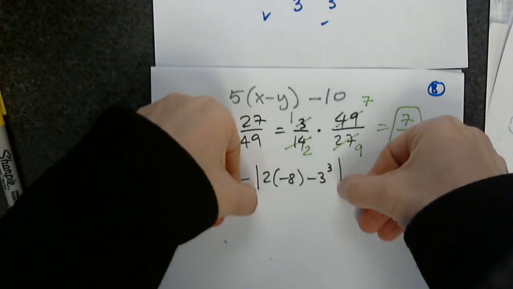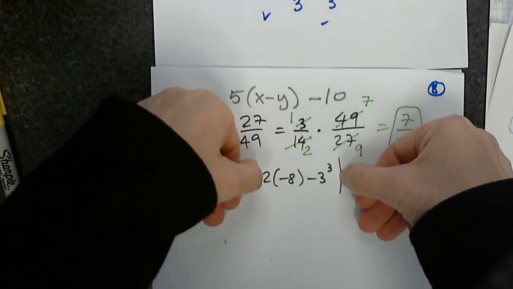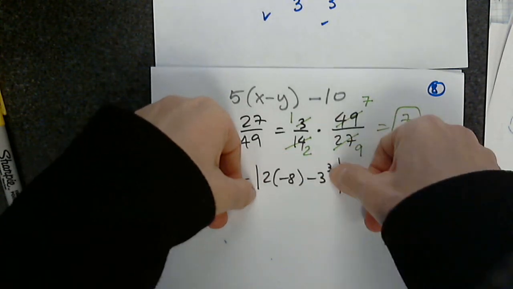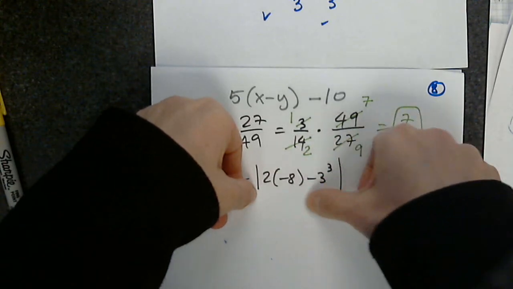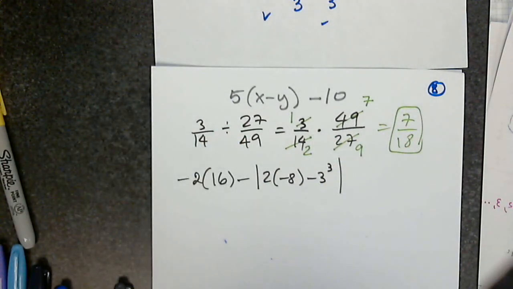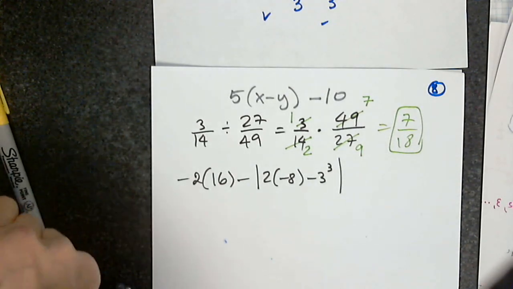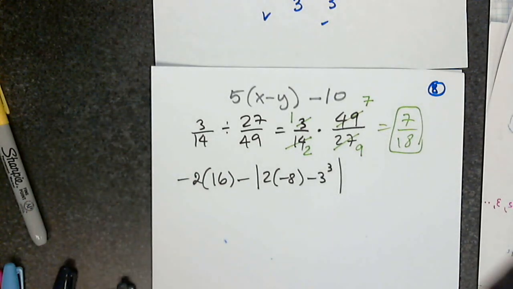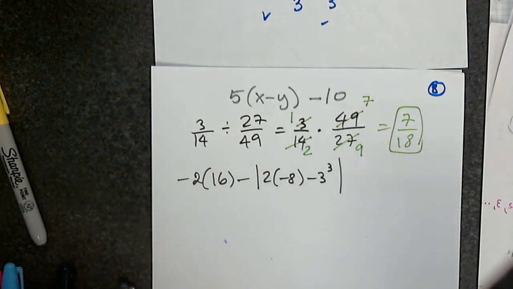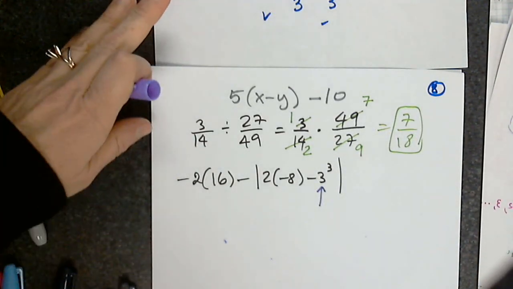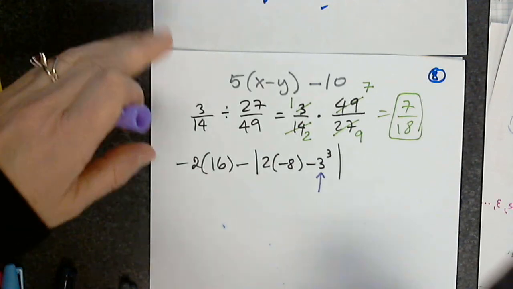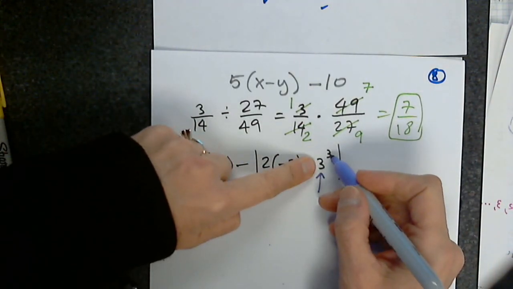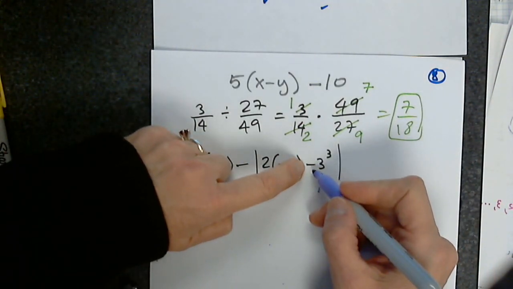Although the absolute value bars are not grouping symbols, as we know, I have to perform these operations in here first. And where do I start? Where is my starting point? Inside the absolute value bars. Awesome. So this is what I have to write first. So I have 3 to the third multiplied by negative 1.